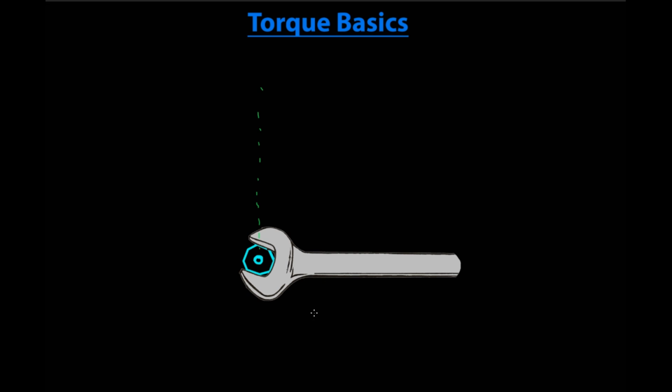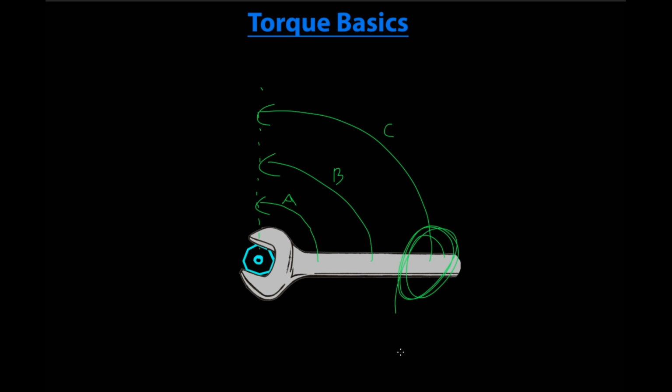However, what you do have a choice on is where you grab this wrench. And since we're talking about rotating the bolt, it requires a certain amount of torque to actually rotate that bolt. So you have a choice. Do you want to grab the wrench at A, at B, or at point C? Well, if you said point C, you were definitely correct.